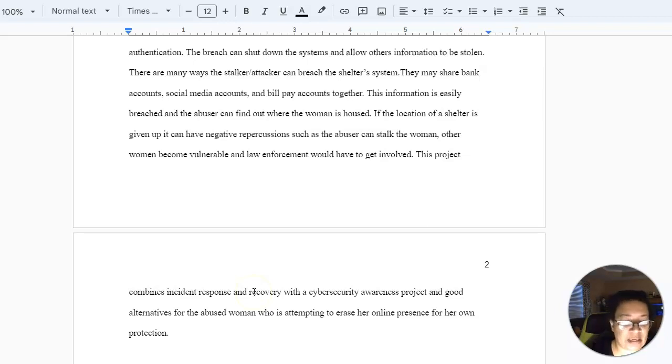They may share bank accounts, social media accounts, and bill pay accounts together. This information is easily breached, and the abuser can find out where the woman is housed. If the location of the shelter is given up, it can have a negative repercussion, such as the abuser can stalk the woman, or the woman become vulnerable, and the law enforcement will have to get involved.